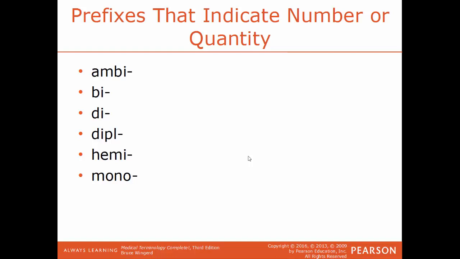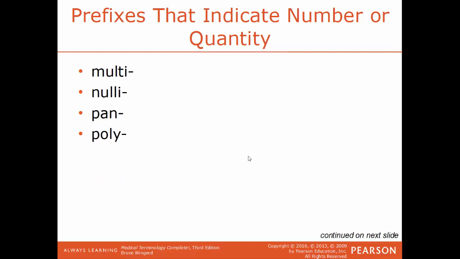Mono is always a reference to one. Multi means many, or more than one. Nulli means none, or zero. Pan means all, such as a pandemic is a disease that has spread throughout the entire world.